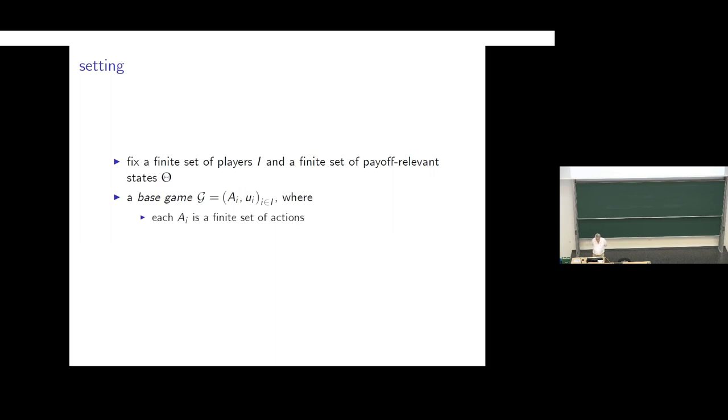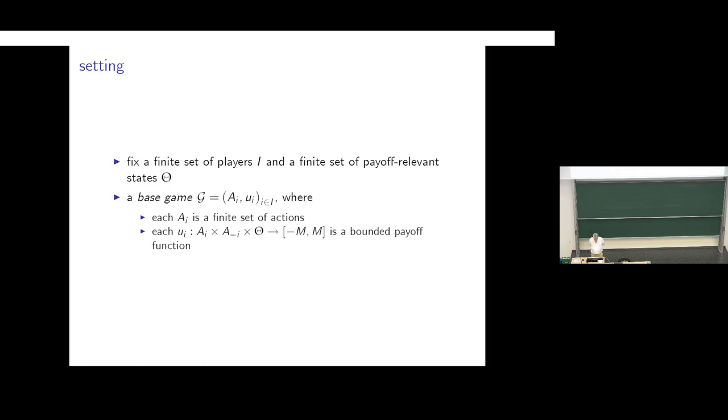Okay, so the base game is going to specify for each player a finite set of actions, A_i, and for each player a utility function that says what is his utility if he chooses a given action from the set A_i, if all the other players choose an action profile from the product set A_-i, the product of possible actions for them, and the state turns out to be some particular element of capital Theta. Okay, so that's a utility function. We're going to focus on bounded utility functions. So I'm going to be talking about results that hold for all games, but when I say for all games, it's going to be for a fixed uniform bound on possible payoffs.